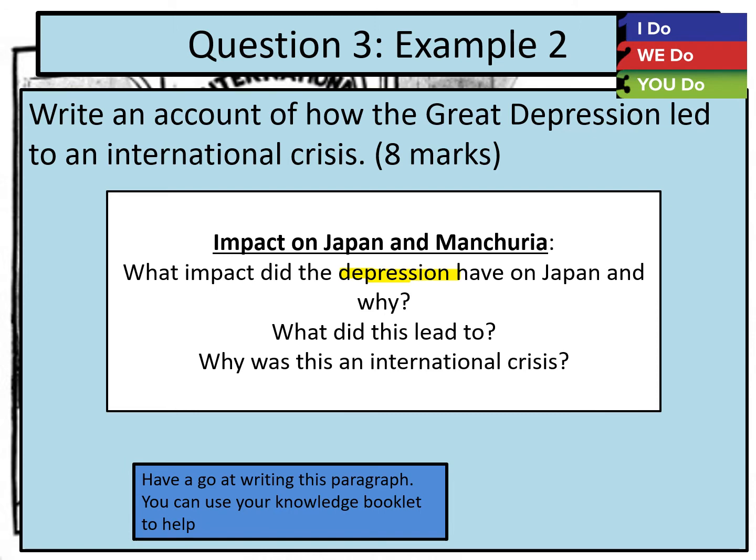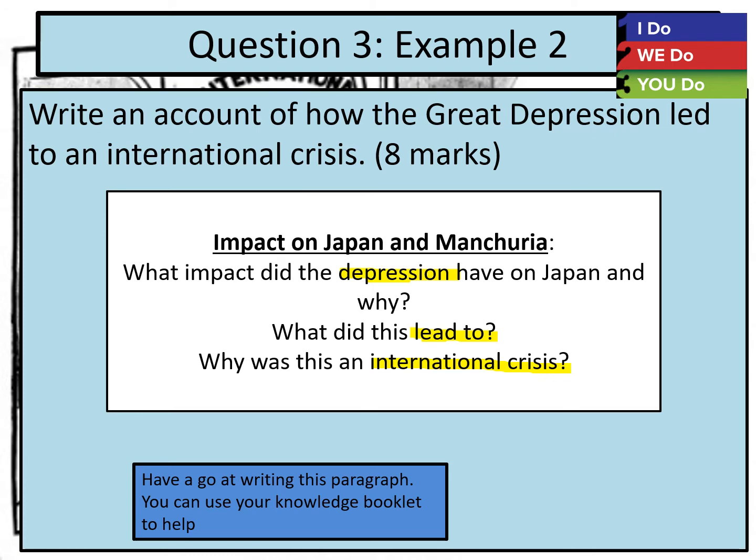So then you talk about, well, what did this lead to? And what it led to, of course, was the invasion of Manchuria. So you talk about, again, briefly, what happened there. Well, why was this an international crisis? Well, it's an international crisis, of course, because of the failures of the League here. The League did not do what they needed to. They only used moral sanctions, and that failed. And the Japanese got away with the invasion, and that undermined the League.